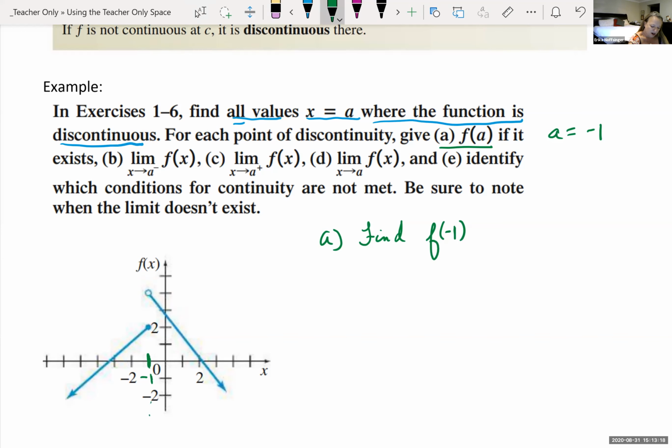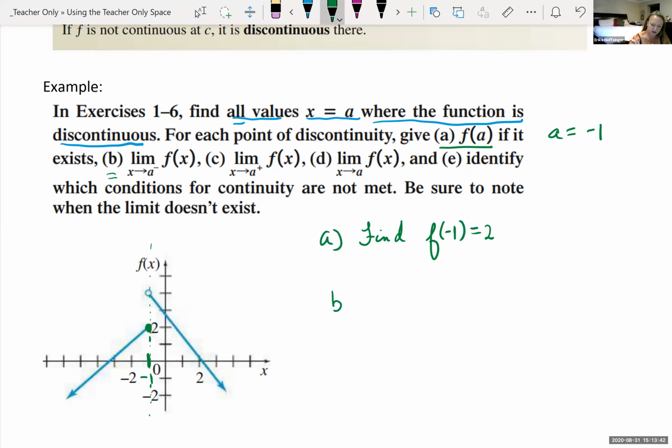So anywhere on here at x equals -1, do we have a point? Notice that we do have a point here, right? And so when x is -1, we have a y value that is 2. Okay, so this exists. Now we want to go and look at part B.